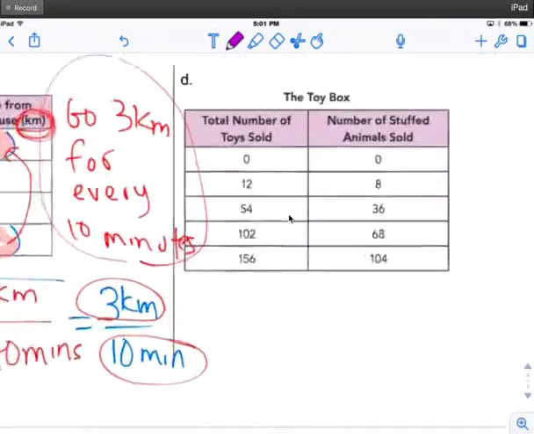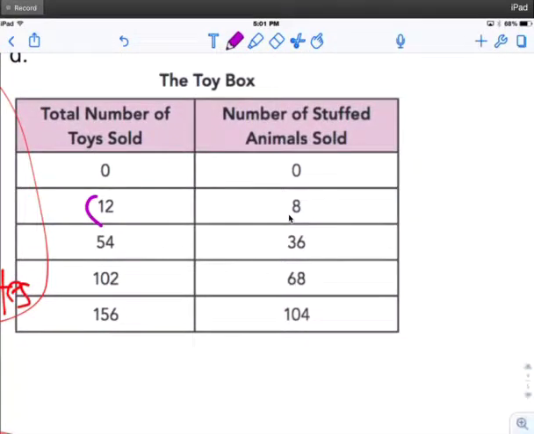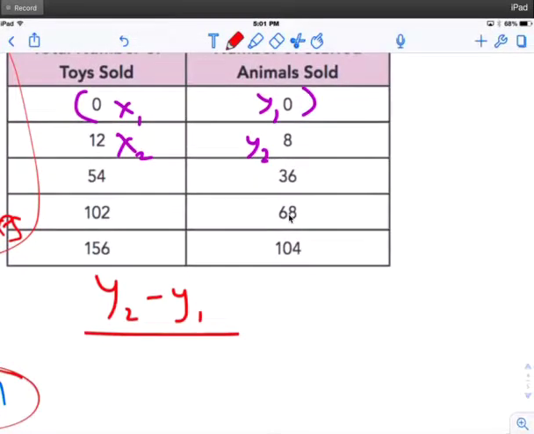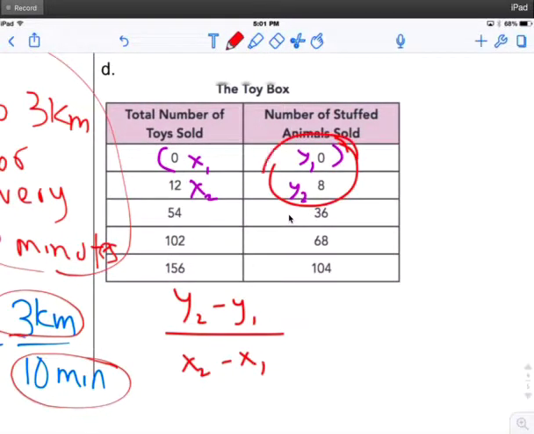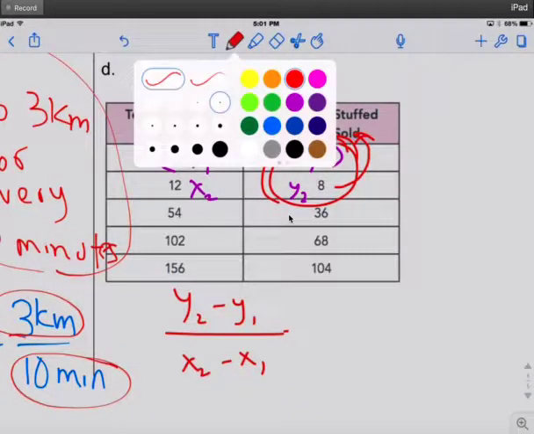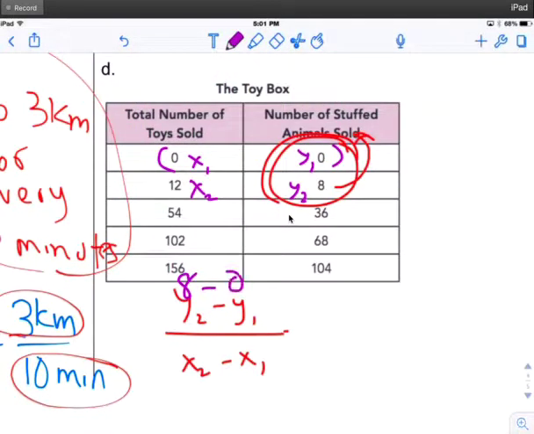All right, and this one too, select 2. Select any 2, it'd be the same answer as mine. I like to select 0, 0, to be honest. (x1, y1). (x2, y2). Okay, and the rate of change is y2 - y1 over x2 - x1. y2 is 8, y1 is 0, eight stuffed animals sold and zeros. So it's eight stuffed animals versus zero. Eight stuffed animals.